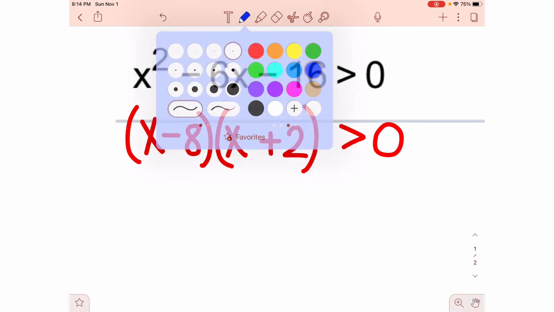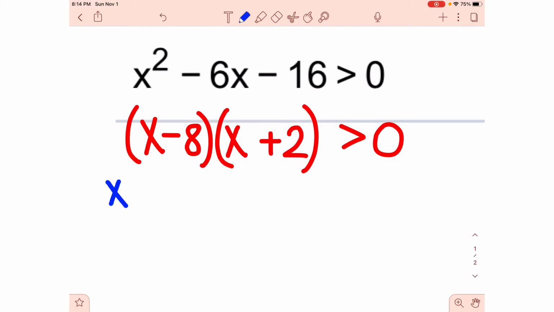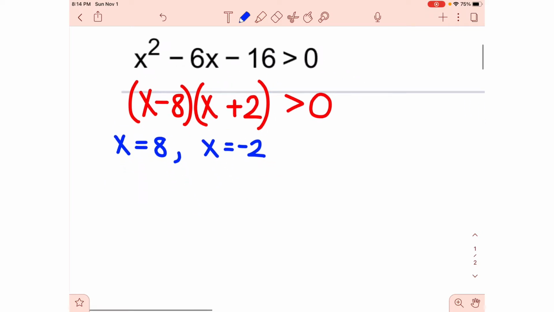Now if I were to solve this, I would get x equals 8 and x equals negative 2. Those are not the solutions. Those are what's called critical values.